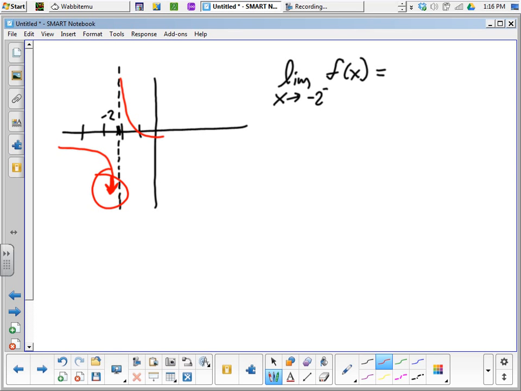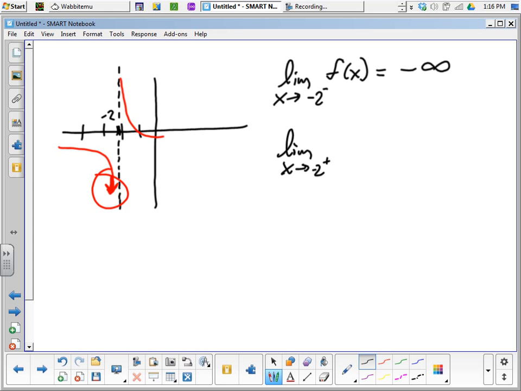What's going on here? My graph is headed down to the abyss, right? Or in Greek we call it the abyssos. So, down, down, down, down, down. Negative infinity it is. And we can write equals negative infinity. All right. How about the right side of that asymptote?